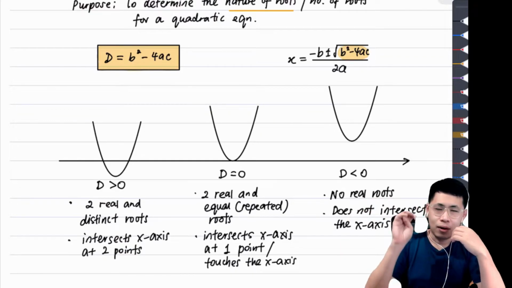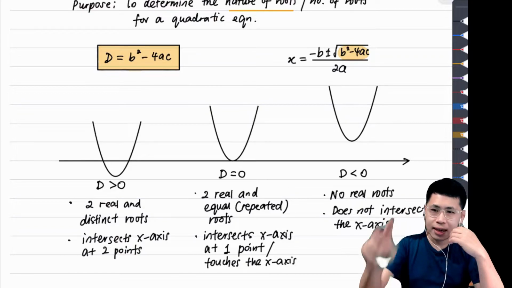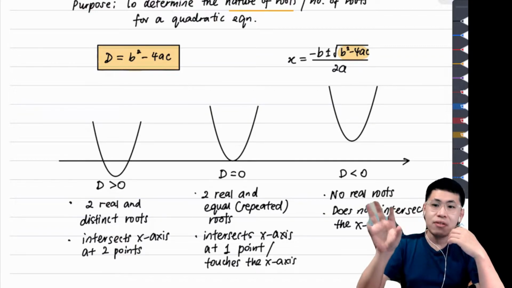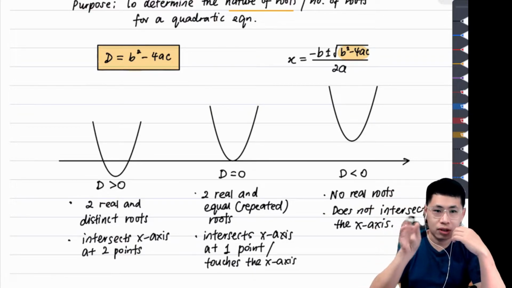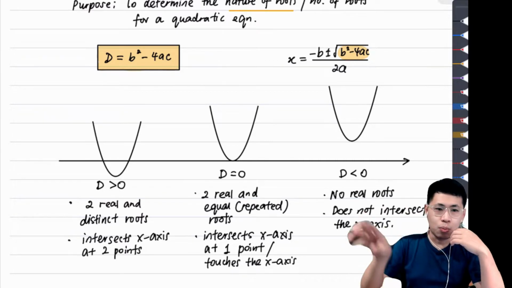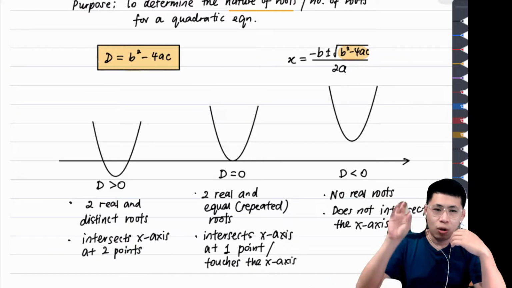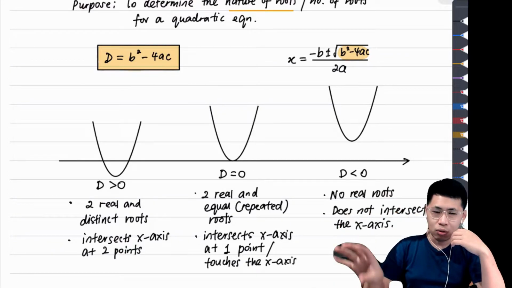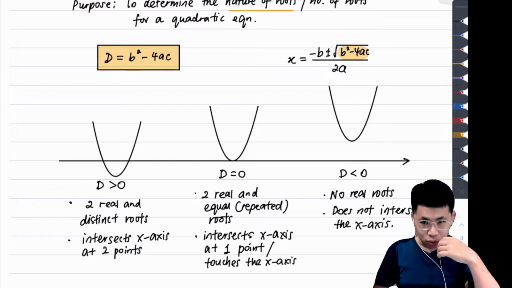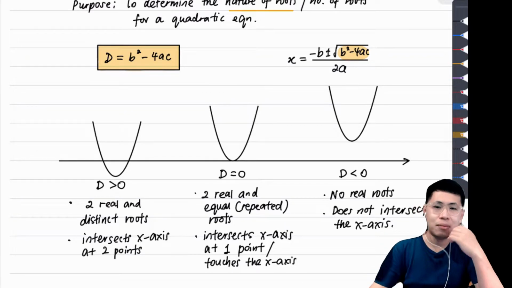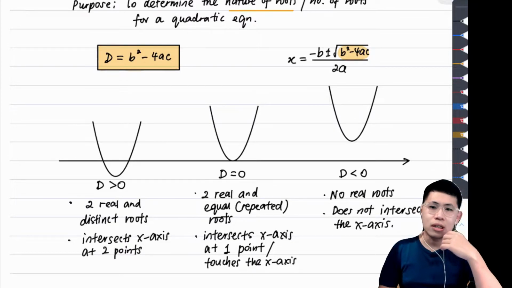Then the second type of question is that, given the type of roots of a certain quadratic equation, we will need to make use of the discriminant to show certain things, or to find values of unknowns. So we have three types of questions over here, right? Today we are going to push on to something further.